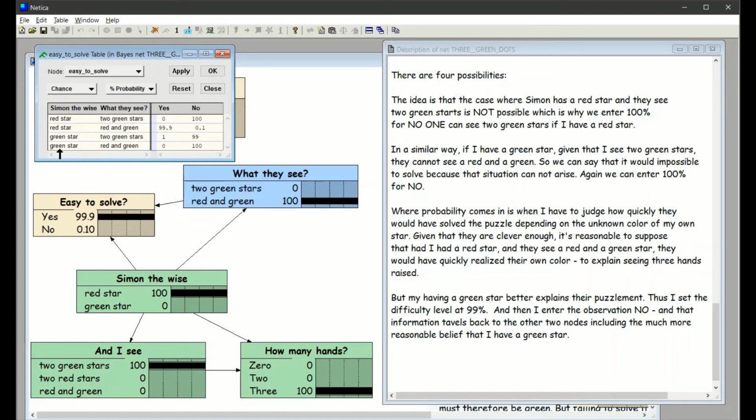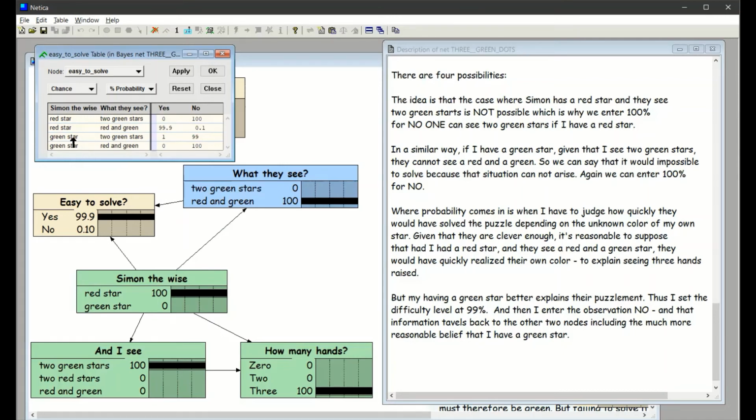And likewise over here, we can say, if you had a green star and they saw red and green, well, that's not possible. Given what we already know, given that he himself sees 2 green stars, then if he had a green star, they couldn't possibly be seeing red and green. So we can also say 100% not possible.